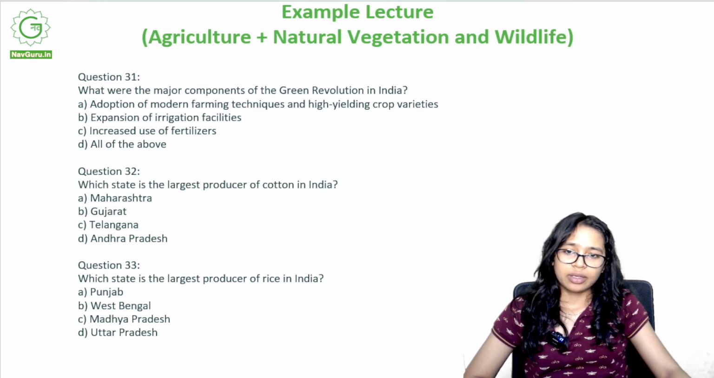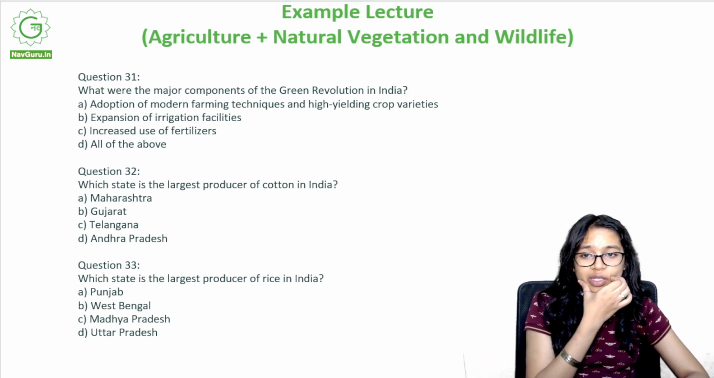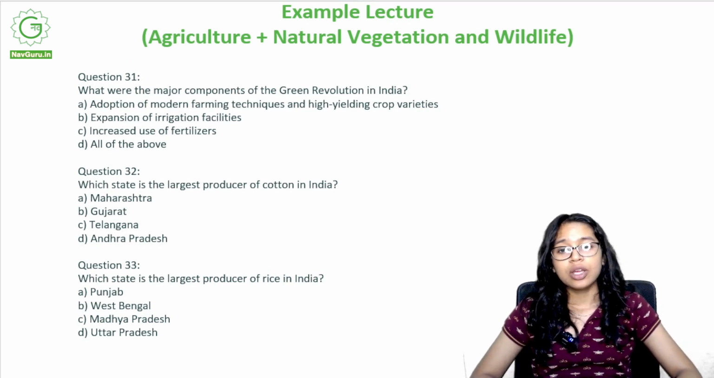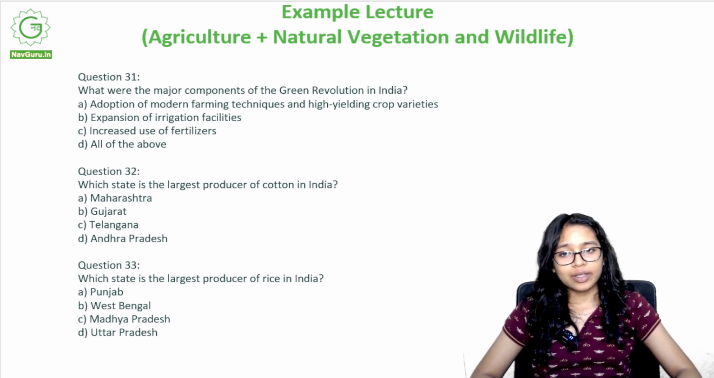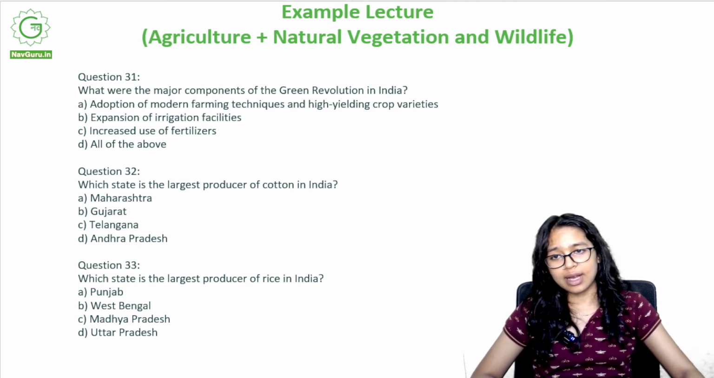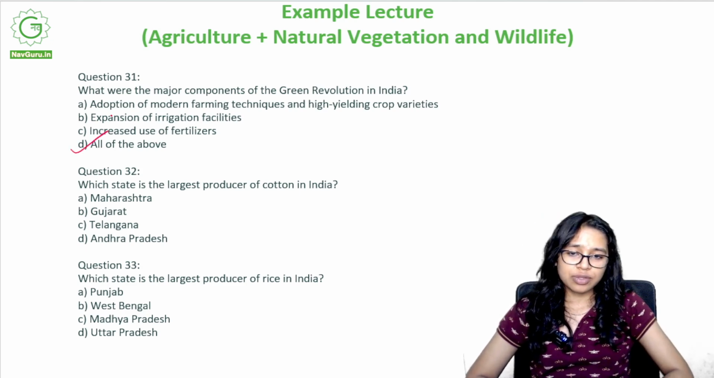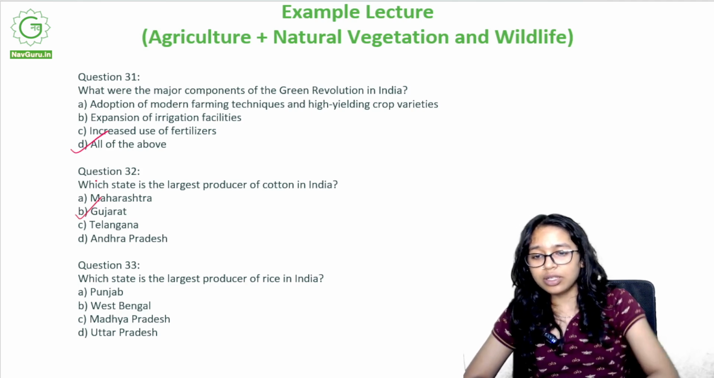Question number 31. What were the major components of the Green Revolution in India? Adoption of modern farming techniques with high yielding crop varieties? Yes. Expansion of irrigation facilities? Yes. Increased use of fertilizers? Yes. So the answer is D, all of the above. Which state is the largest producer of cotton in India? We just looked at the list. The right answer is B, Gujarat.